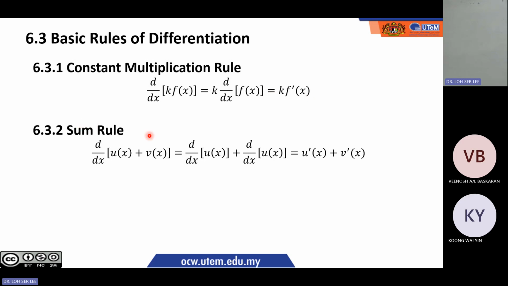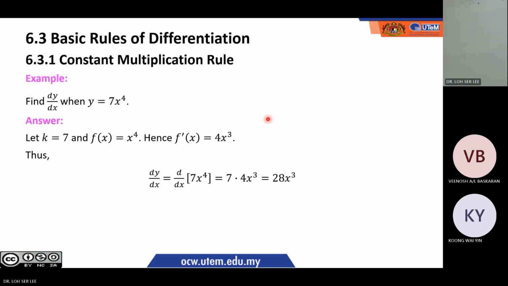When we have a linear combination of two functions in x, we differentiate one by one. So you get u prime plus v prime. No matter plus or minus. If this is minus, this will be minus. So we will go through some simple examples.